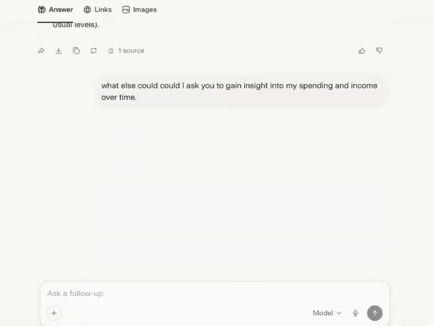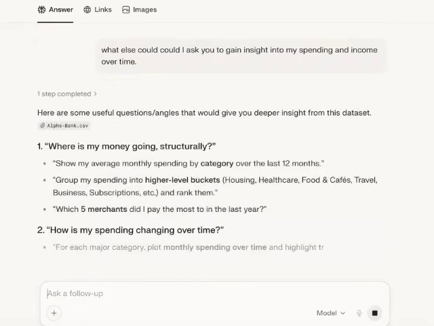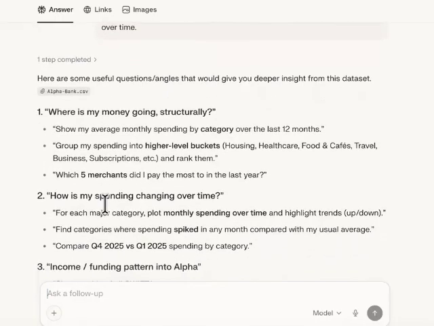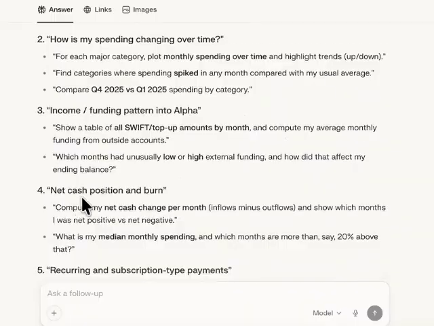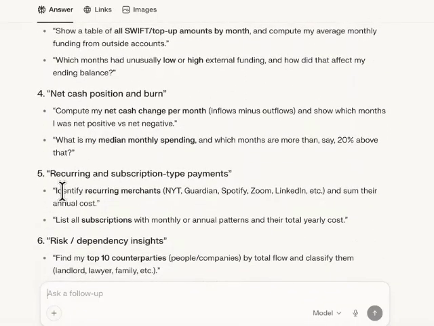I'm not going to ask it, how might I save money? Because I have so little that I don't waste it on anything. Where's my money going structurally? Show average monthly spending by categories. Group my spending into high level buckets. How is my spending changing over time? Net cash position and burn. Identifying recurrent merchants and some of their annual cost. Yeah, okay, do that.